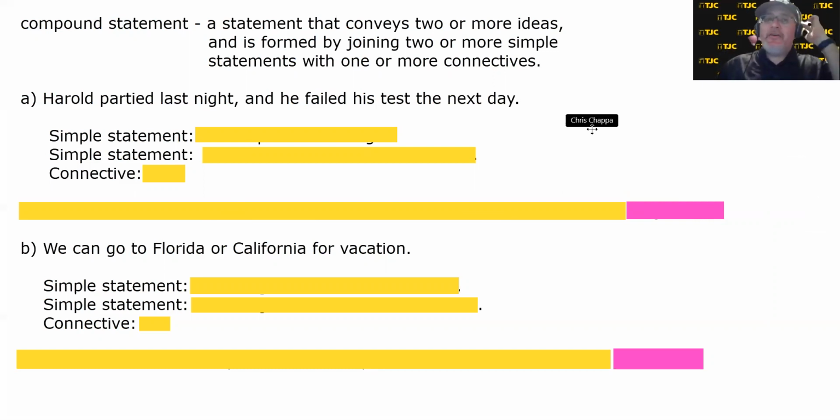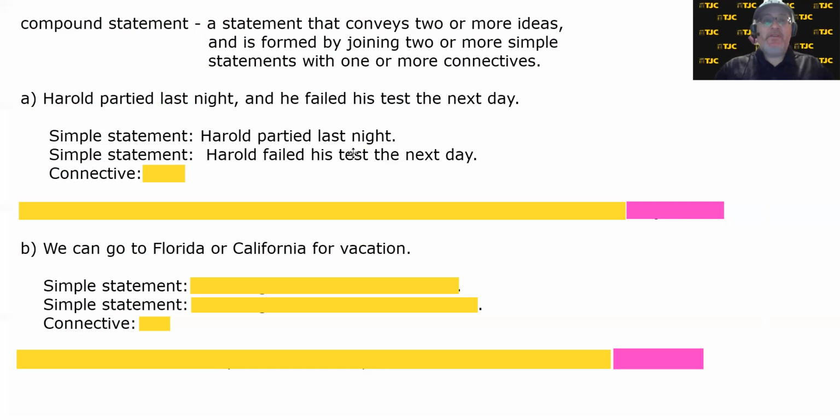All right, A, Harold partied last night and he failed his test the next day. Ask yourself, what 2 simple statements are we joining and what word is joining them? Don't overthink it. The first simple statement is Harold partied last night. That conveys a single idea. The second simple statement is Harold failed his test the next day.